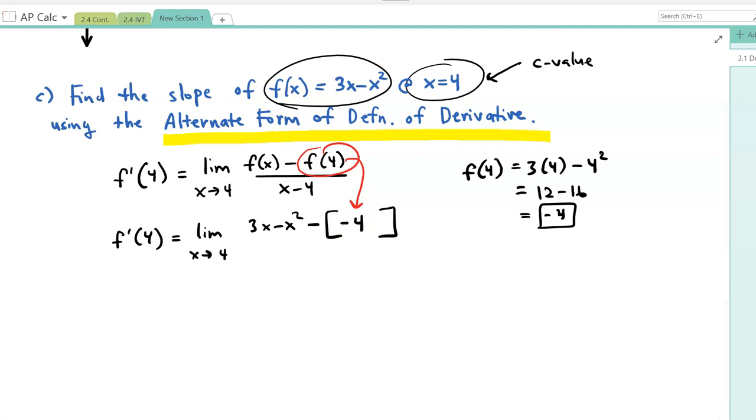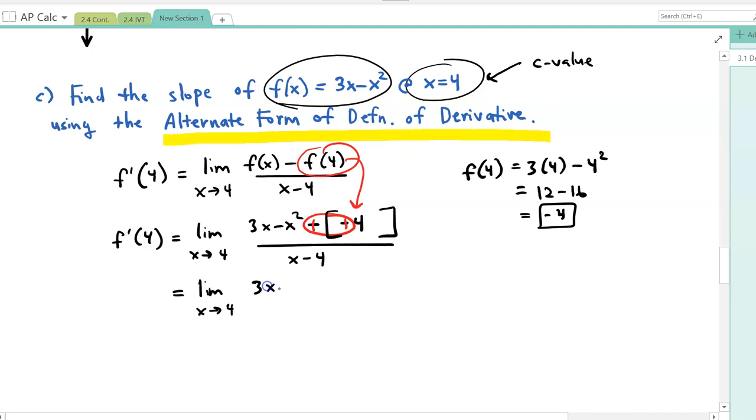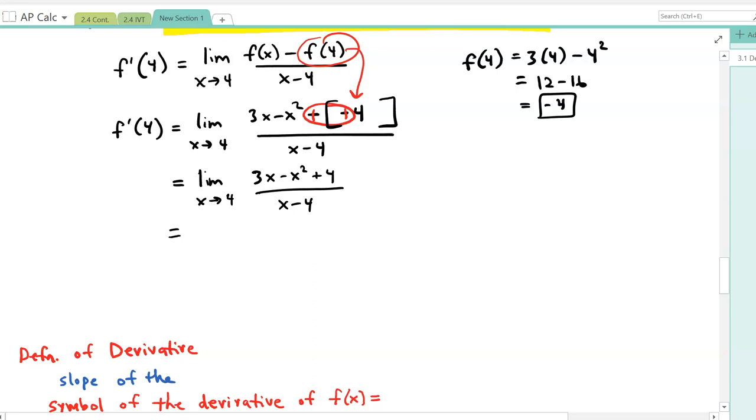All over x minus 4. So if I were to clean this up, I would see that I have two negatives. These guys are going to become positive, so I can make them plus plus, and I would have 3x minus x squared plus 4. As I continue to clean this up, I'm noticing that I could factor the numerator. In order to factor the numerator, let me first start off by factoring out a minus sign. It's a quadratic, but I don't want that minus sign on the x.